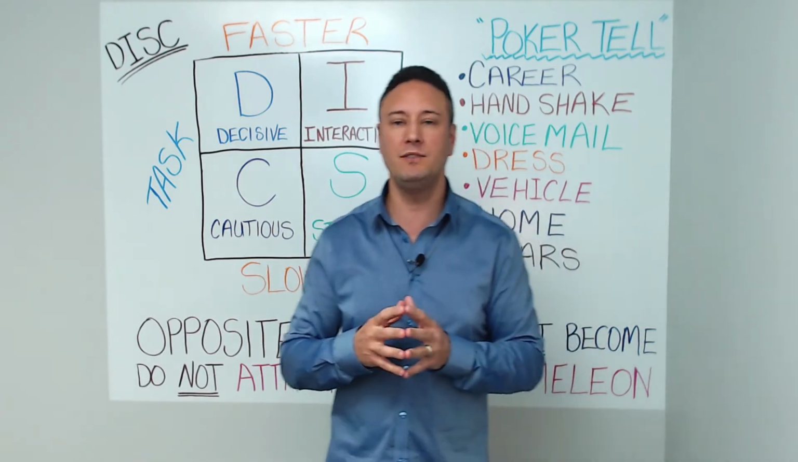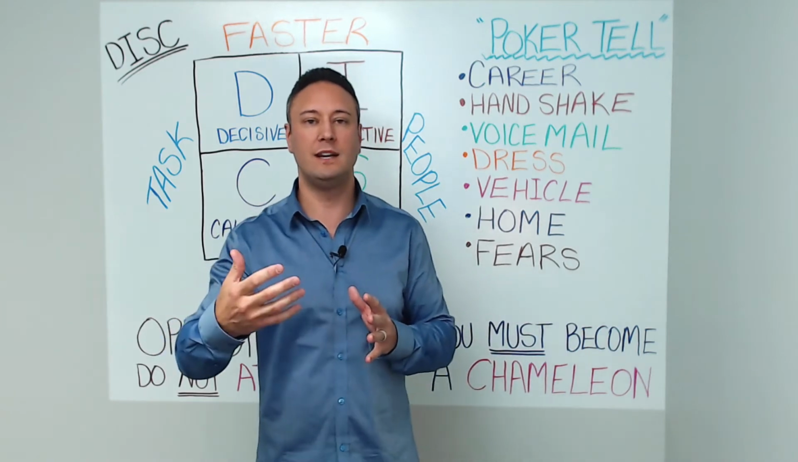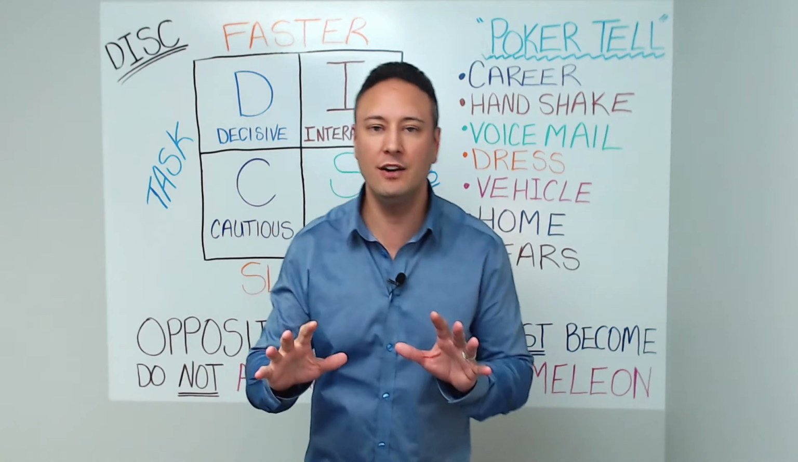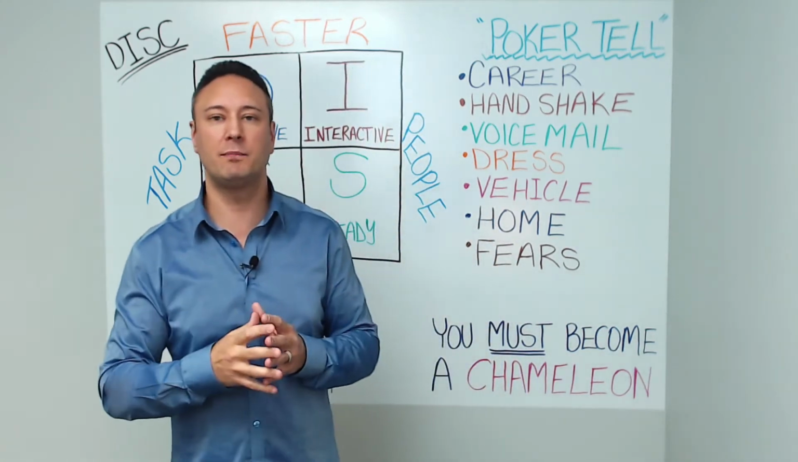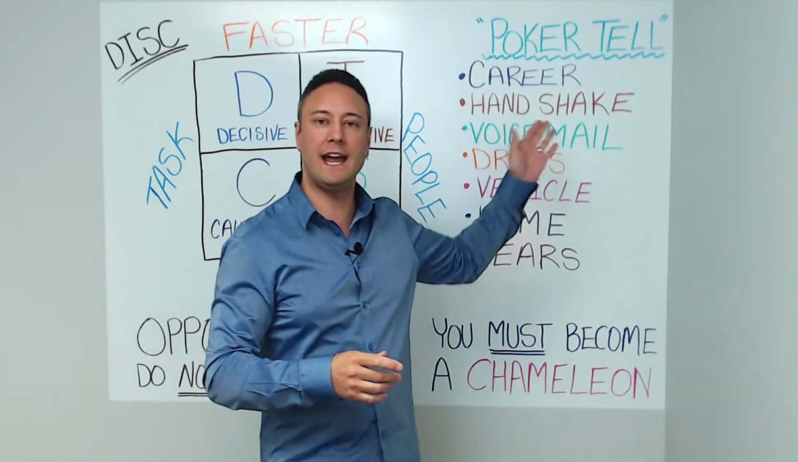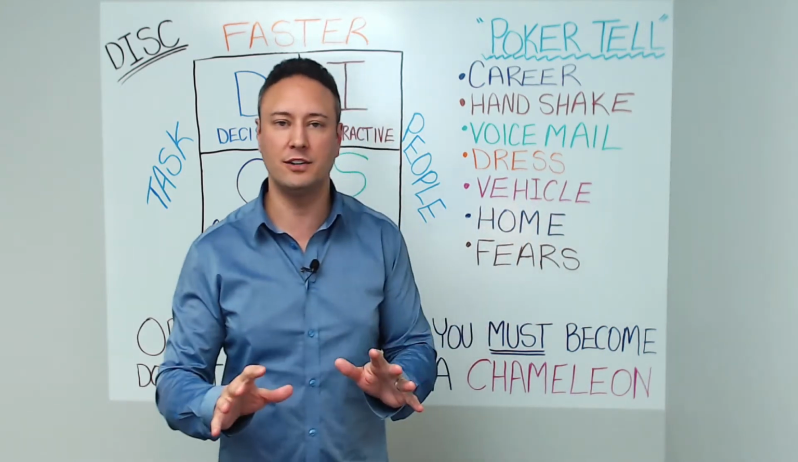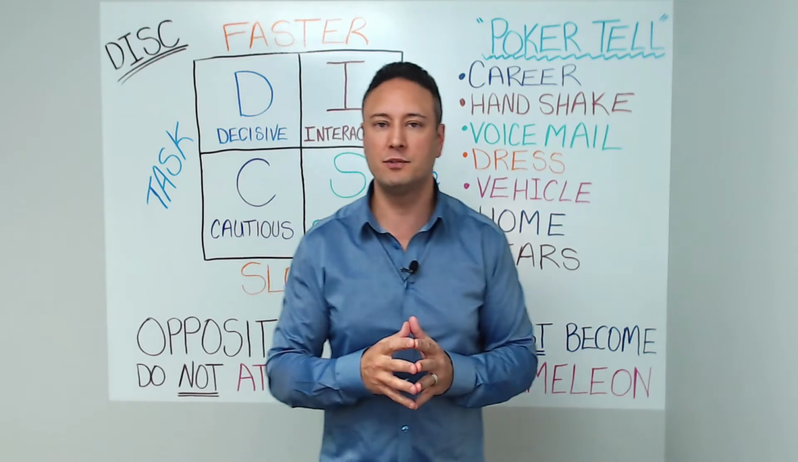So here's how we're going to do that. In order to determine whether they're a D, I, S, or a C, we're going to look at some areas where you can tell what the person is. So we'll take a look at career, handshake, voicemail, dress, vehicle, their home, and what are their fears, right? So let's take a look at the first one.